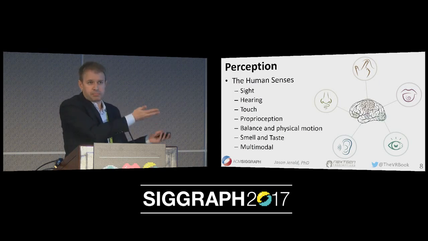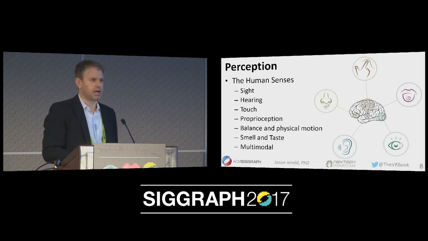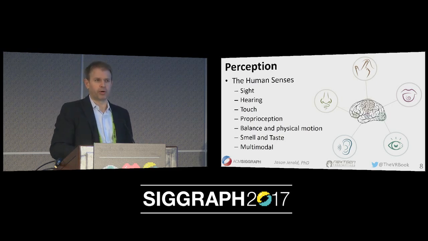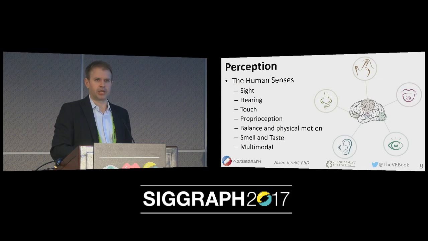It's very related. Some people consider the vestibular system a subcategory of proprioception, depending who you ask. But that's that sense of balance and physical motion in the world. And we'll be talking a little bit about how that sense of balance, if it doesn't match your visuals, can cause you to get sick and have a really bad, horrible experience. So it's really important to think about these things that we normally take for granted.